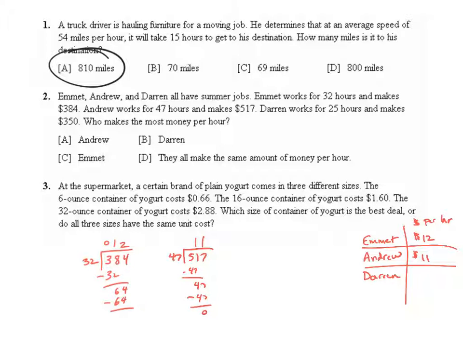And then Darren, he made only $350, but he worked the least amount of time, 25 hours. Let's see how much he earned per hour. And it looks like he's going to earn $14 per hour. So we want to know who makes the most money per hour. That would be Darren.